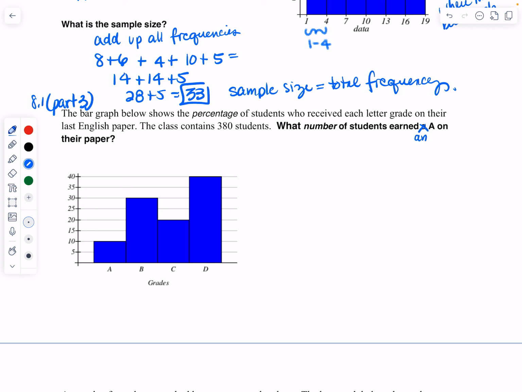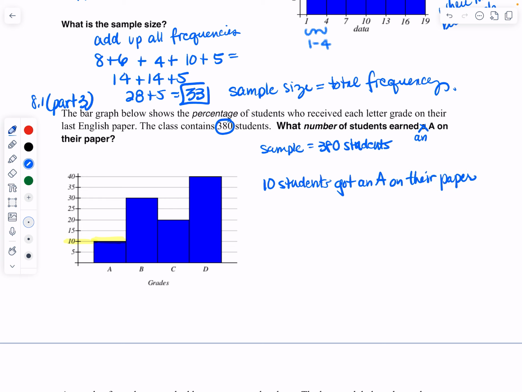Okay, so guys, the total class size, or the total sample, is 380 students. So I just wanted to point that out. That's total frequency, right? What number of students earned an A on their papers? Okay, so I'm looking at this first bar graph here, and the height of it is 10. Okay, so I know that 10 students got an A on their paper.